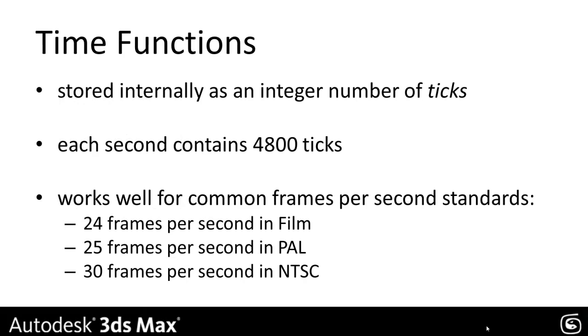That takes us into time functions, and I'll remind you, we talked about time in the beginning, but here there's a little more detail. Time values are stored internally as an integer number of ticks, and each second contains 4,800 ticks. The reason this value was chosen is that it works well for the common frames per second standards that are used: 24 frames per second in film, 25 in PAL, and 30 in NTSC. I'll remind you that the ticks have to do with time.